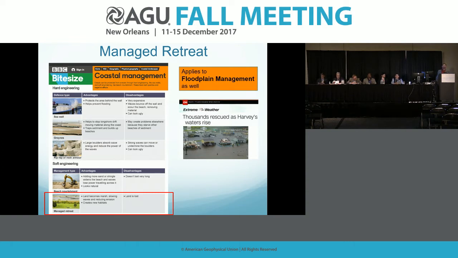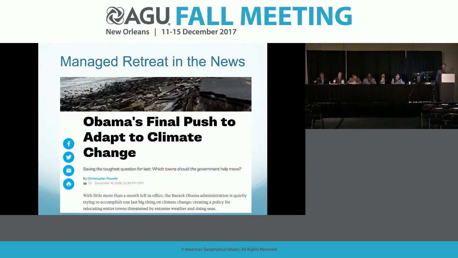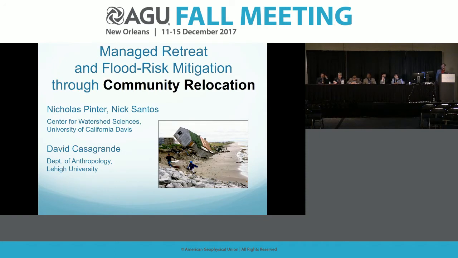So managed retreat has been in the headlines in the last couple of years. In particular, among his last acts in office, former President Obama instructed 11 federal agencies to establish a framework for managed retreat. In this context in particular, this refers to wholesale relocation of communities threatened by sea level rise and coastal flooding. That focus on community relocation is, I should mention, the focus of some of the research in my lab in particular.